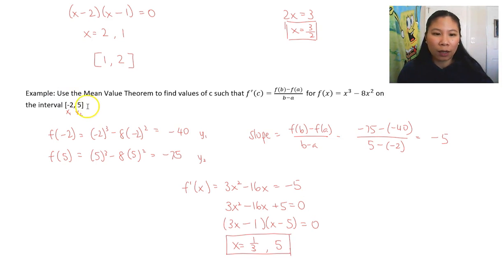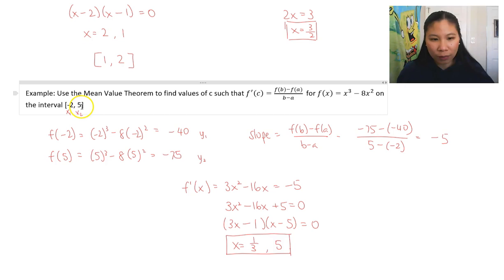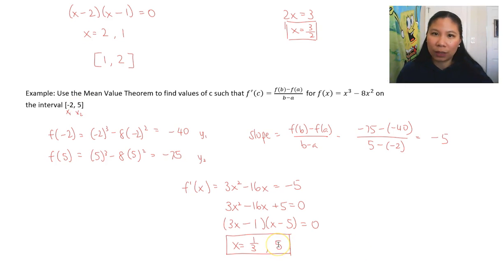If my interval had parentheses instead of the square brackets, that would mean we would not include the -2 and the 5. In that case, the 5 wouldn't be included as our answer. But here, because we have the square brackets, we are including the 5.